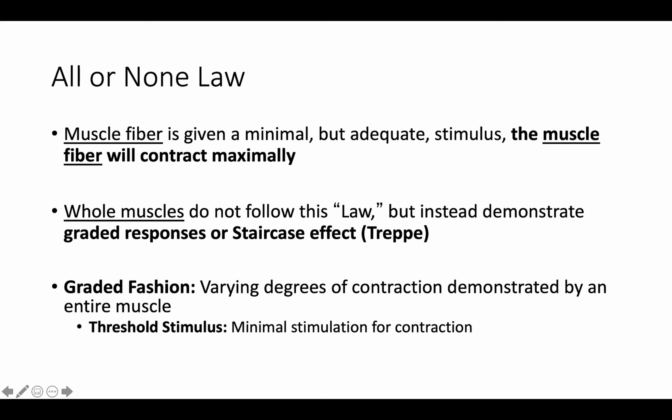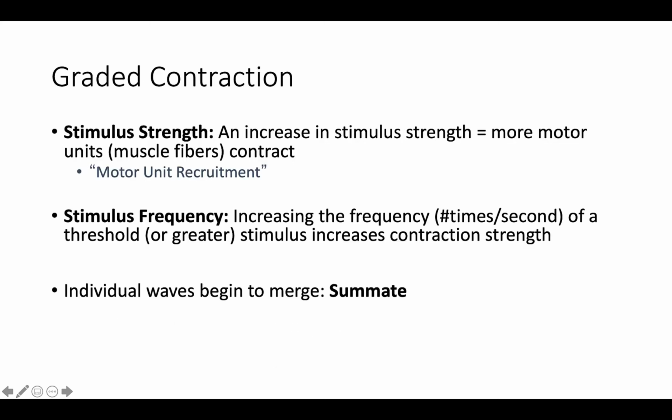So when we're talking about a graded contraction, there's a stimulus strength and frequency. With stimulus strength, an increase in stimulus strength means more motor units contracting, so more muscle fibers are contracting, and this takes place by motor unit recruitment, which we'll get to in the next slide.